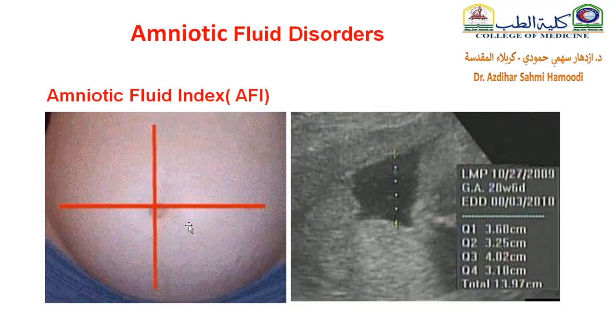This picture shows you how to measure the amniotic fluid index. You divide the abdomen into four quadrants and then measure the deepest pool in every quadrant, and then add all four quadrant measurements, and the total will be the amniotic fluid index.